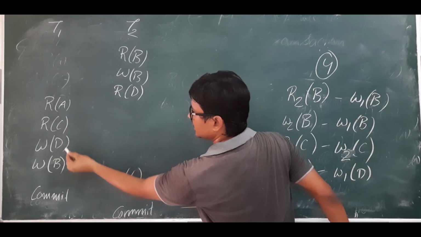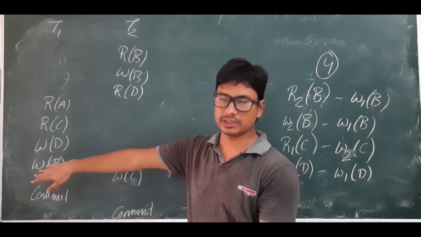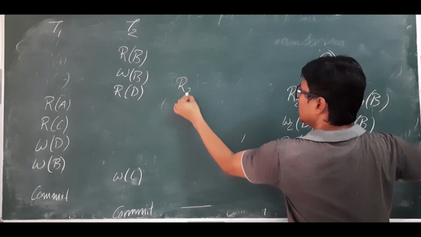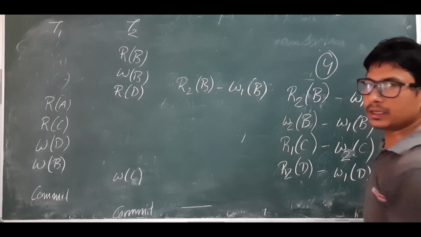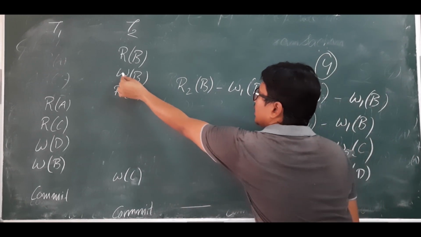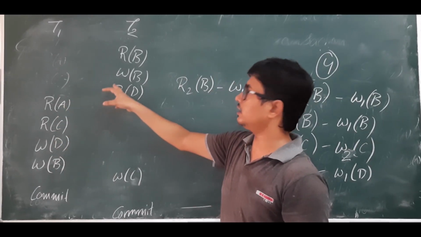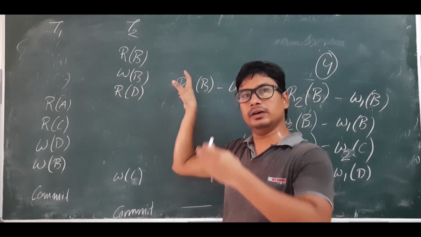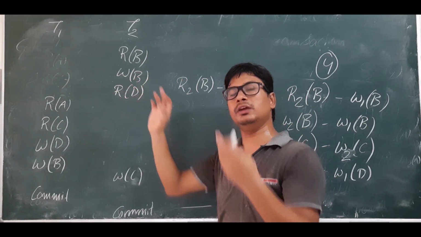Read A, read C, write D, write B. If read B and write B are there, then only it is a conflict, otherwise it is not a conflict operation. So the conflict operation we found is R2 of B to W1 of B. This is the first conflict operation we have found. Then we will check this one. Write B is there in transaction 2. We need to find in transaction 1 whether read B or write B is there, because read B to write B, or write B to write B, is also a conflict.